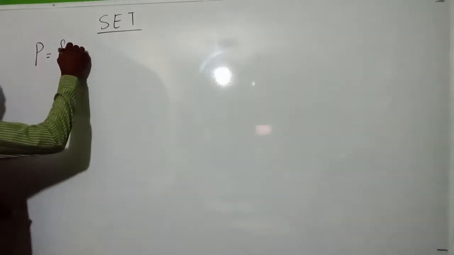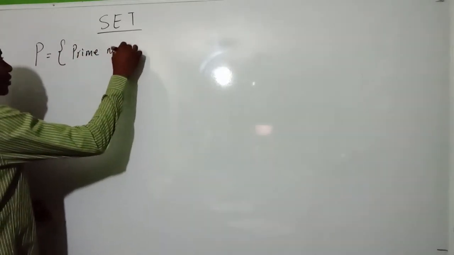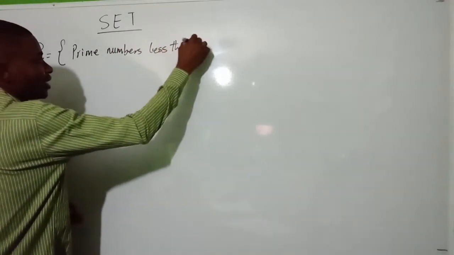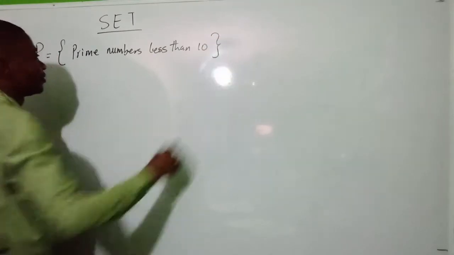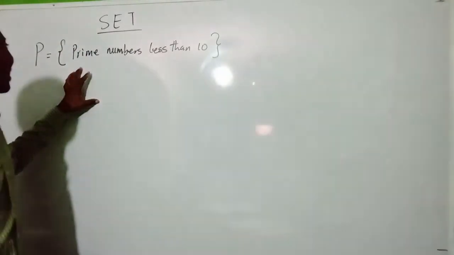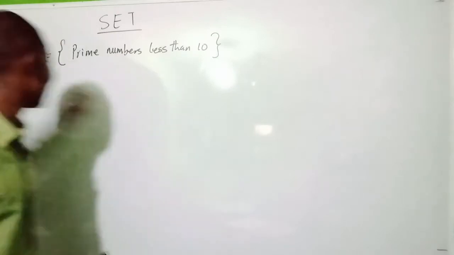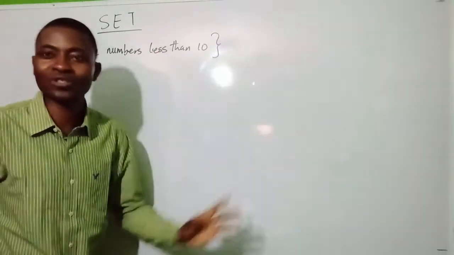A set of prime numbers less than 10. So we'll say prime numbers less than 10. There is this P. Remember, in set, we use capital letters like this to represent or to name our set. You don't use a small letter.